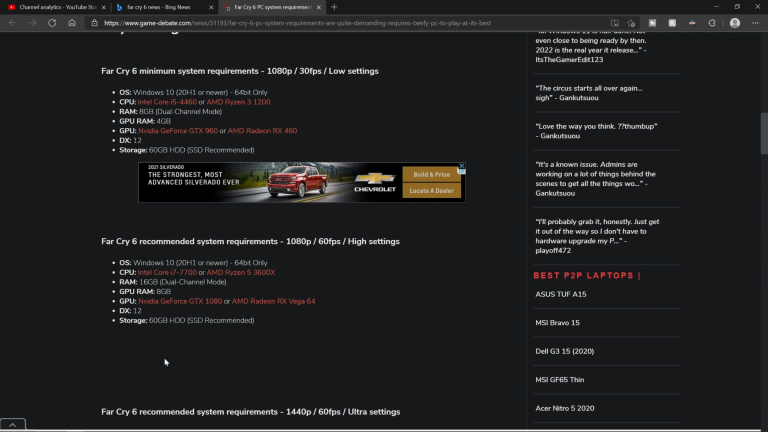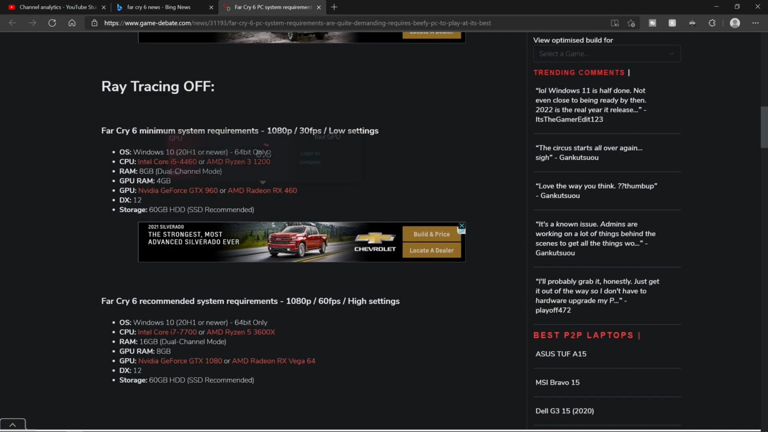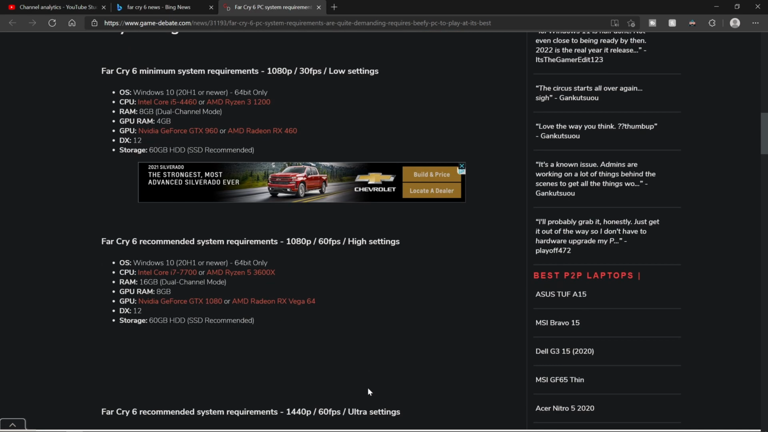Then for GPU, we have a GTX 1080 and an RX Vega 64. These both have 8 gigs of VRAM, so this is quite a big jump from minimum to recommended system requirements for 1080p. Going from a 960 to a 1080, that's quite a big jump, but that's to be expected. We're doubling the FPS and going to high settings.